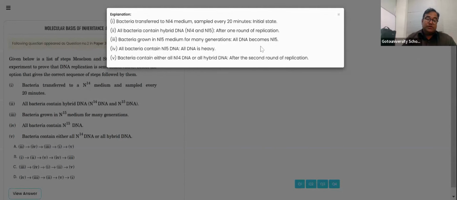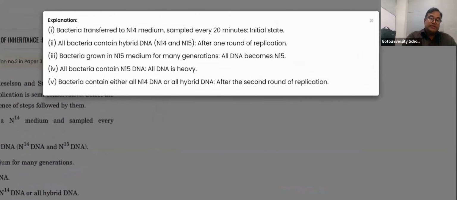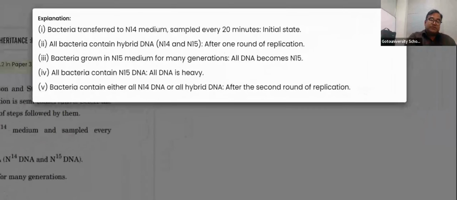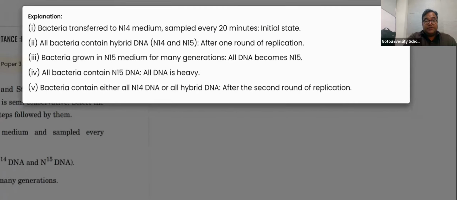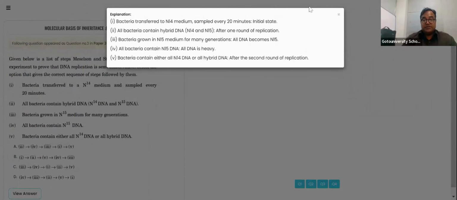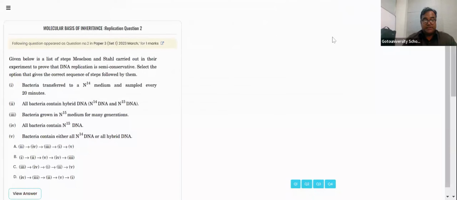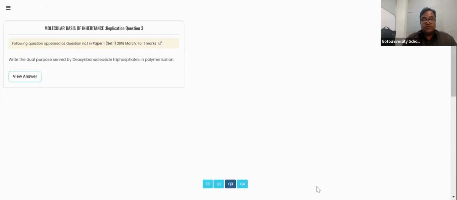So I think students can understand this message, right? This explanation you should understand, right? So we discussed subjective questions, assertion-reasoning questions, and case-based studies. Now we'll go to question number 3, from the 2018 board paper.